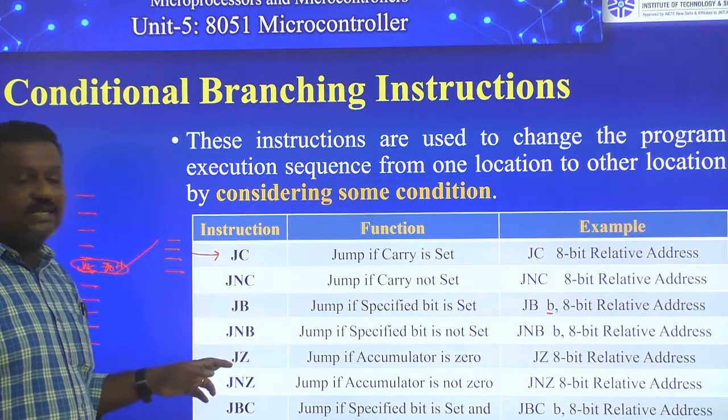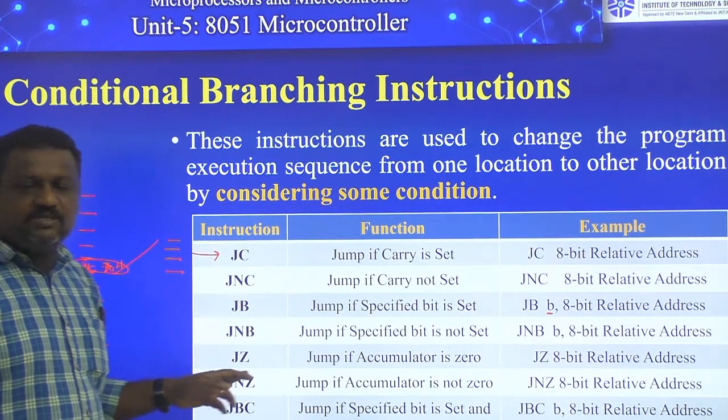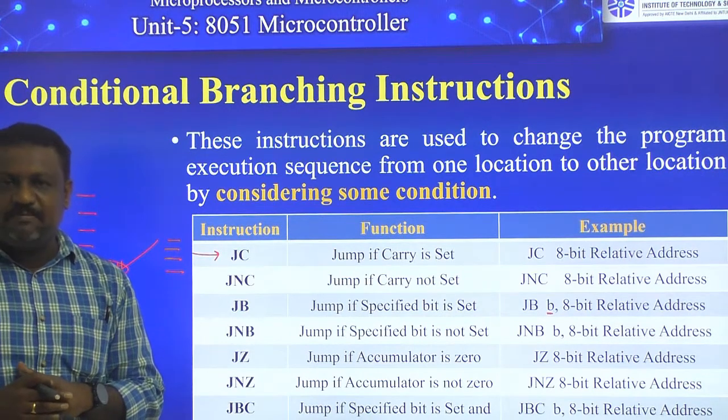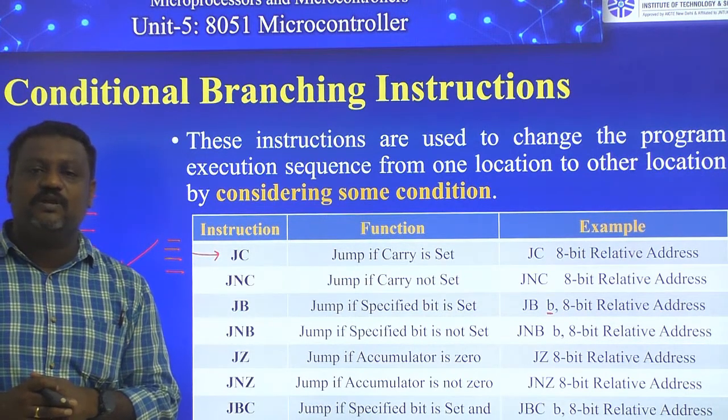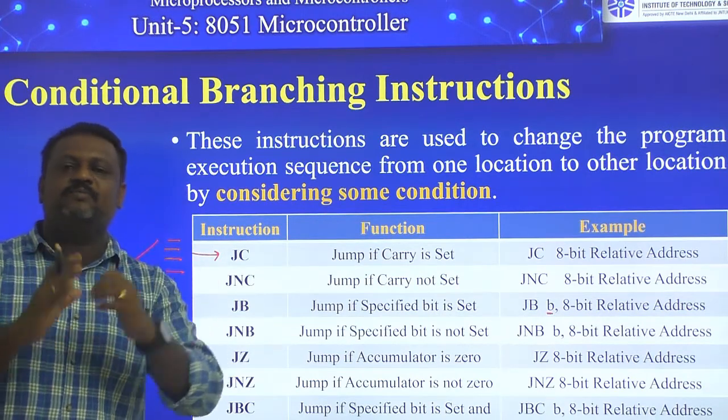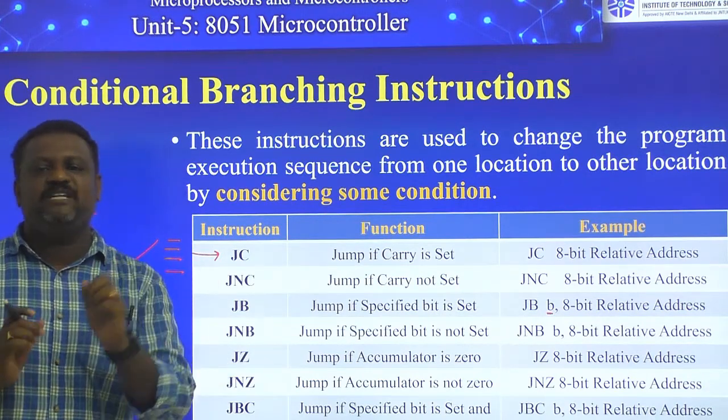And next, coming to JZ. JZ means jump if accumulator is equal to 0. Jump if the accumulator is equal to 0. That means in the previous 4 instructions, we designed those branching instructions based on bits.